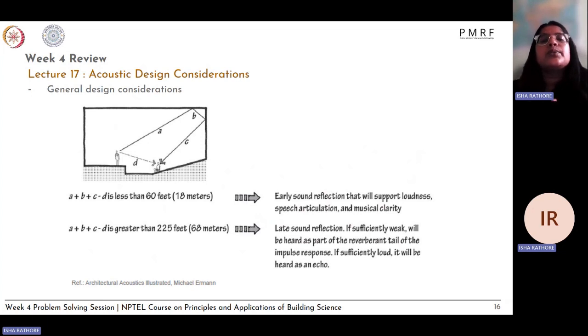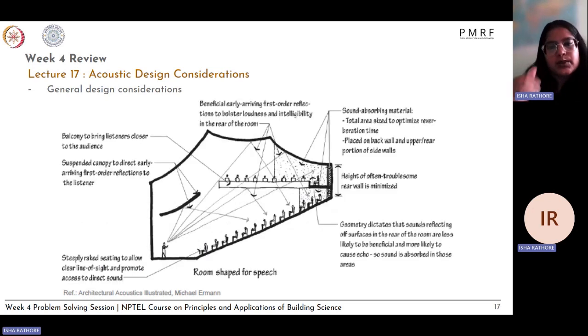And if it is sufficiently loud, it will be heard as an echo, because this person has already heard whatever the speaker has said, and the traveling of the sound wave took some time. So this person is hearing the same thing again, so he will associate it as an echo. So in designs, we try to achieve A, B, C minus D less than 18 meters, especially in your cinemas, theaters, lecture halls, and all of these things, such that this echo effect does not ruin the quality of the performances. Okay, that is one aspect.